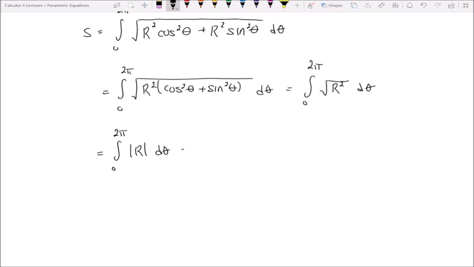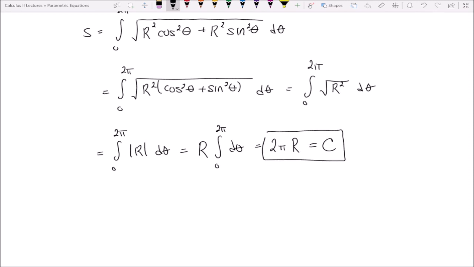Right, but the absolute value of r, well, r is always positive. So we can just say this is r times the integral from 0 to 2 pi of d theta. Right, so that integral is just going to be the upper limit minus the lower limit. And so we get 2 pi r as the circumference, which is exactly what we got from geometry.